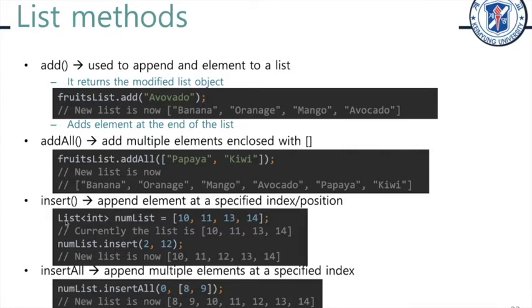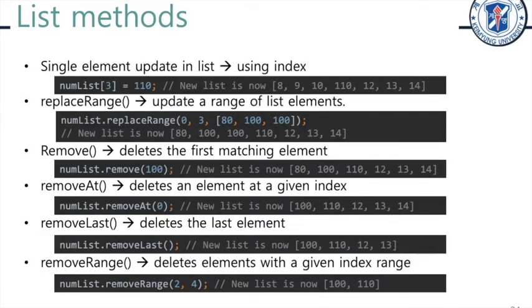You can create a list of integers, or as we already discussed, you can create a list of strings, a list of doubles. There are more methods that you can use to modify and edit your list. If you want to change the value of a single element, you just use the index. So if you want to add 110 at the third index, you can see that numList at the third index will be 110, and the rest of the data will be pushed back.